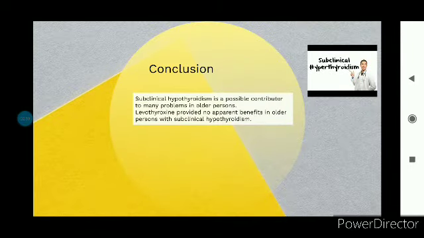Subclinical hypothyroidism is a possible contributor to many problems in older persons. Levothyroxine provides no apparent benefit in older persons with subclinical hypothyroidism.